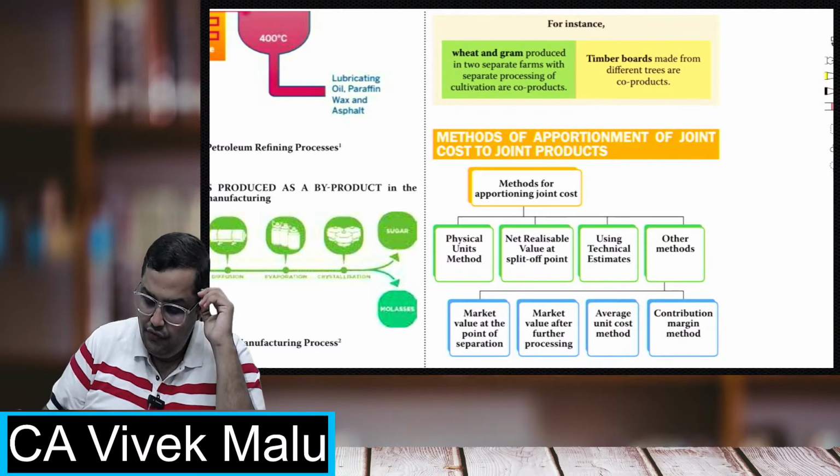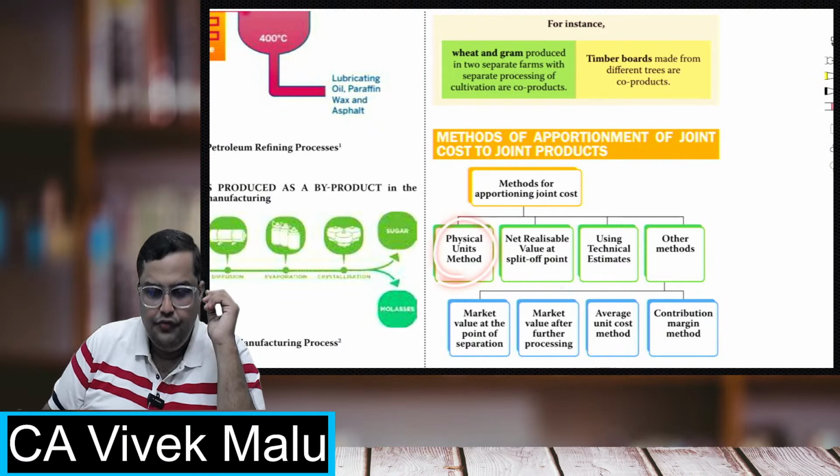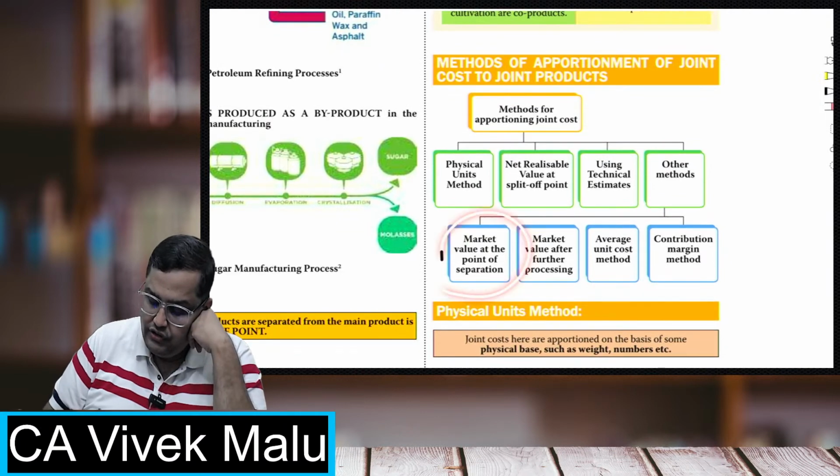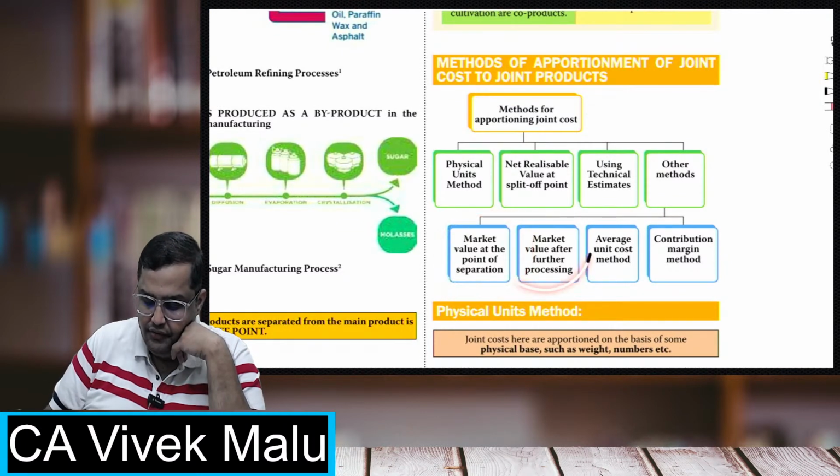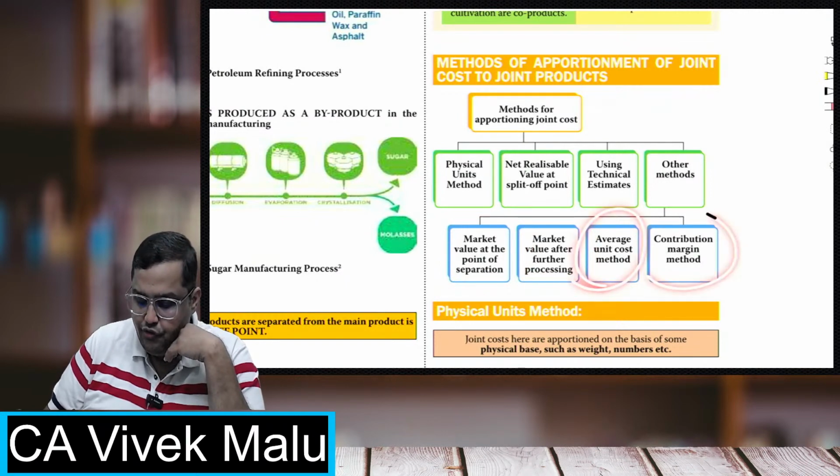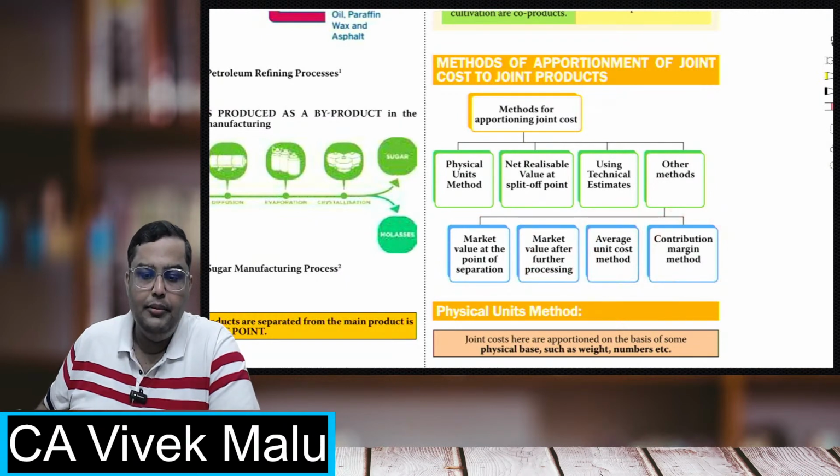See this. First is the physical units method. Second is NRV at split off. Third is technical estimates. Fourth is market value at point of separation. Fifth is market value after further processing. Sixth is the average unit cost method. And seventh is the contribution margin method.